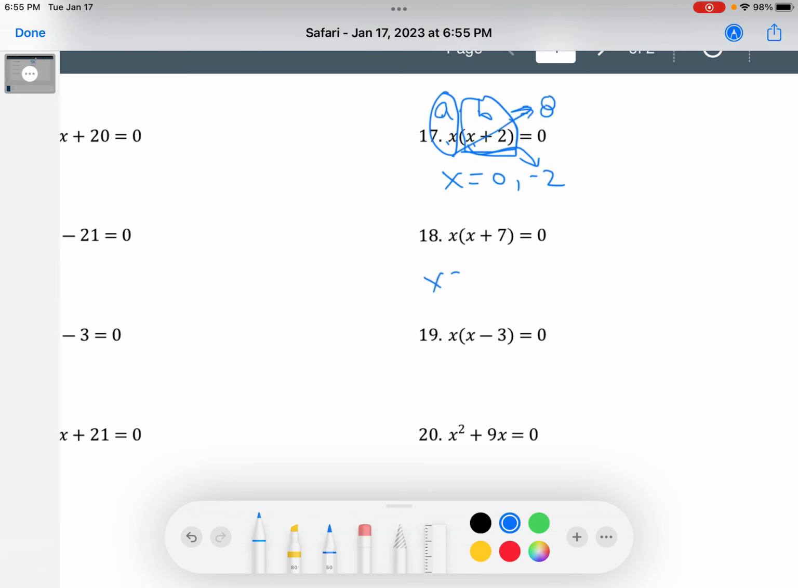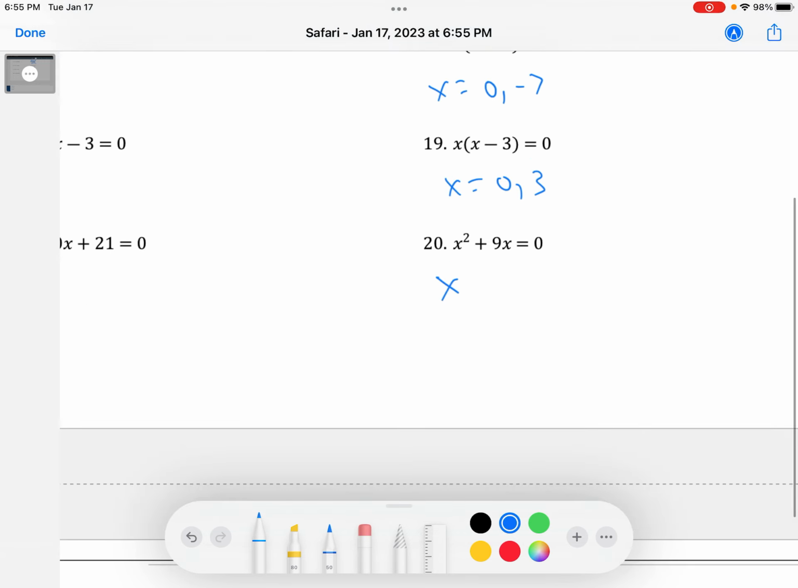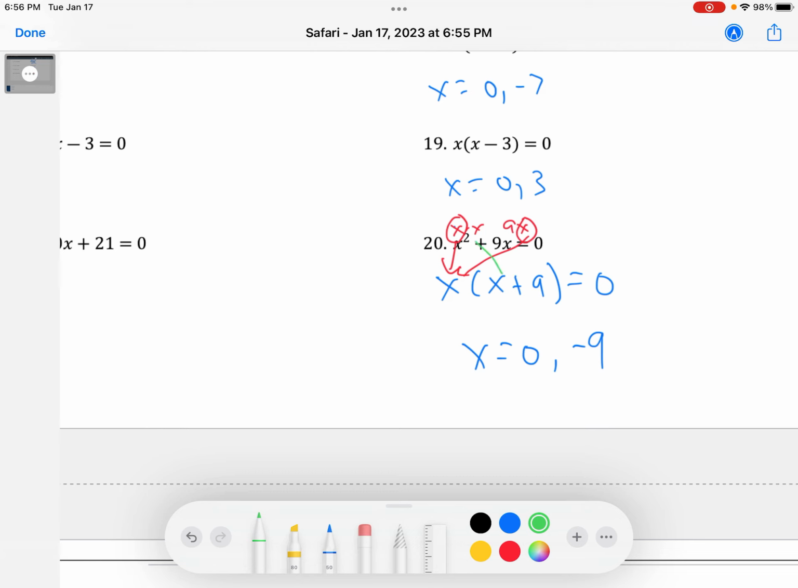Okay, same deal here. 0, negative 7, 0, comma 3, easy, right? Number 20, there's a little bit of work we've got to do to factor it. But once we factor it, then the solutions are 0 and negative 9. Okay, how are we factoring this again? x squared, let me change colors here. x squared is x times x. 9x is 9 times x. Both of these have an x in common, which we pull out. And then the leftovers go in here. The leftovers are x and 9.